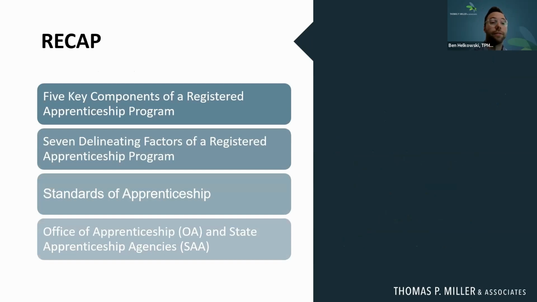So what we did was we went over the 5 key components of a Registered Apprenticeship Program, and discussed the 7 delineating factors of a Registered Apprenticeship Program. We reviewed the standards of apprenticeship and what exists within the document specifically. And then we went over the roles and responsibilities of the Office of Apprenticeship and state apprenticeship agencies.